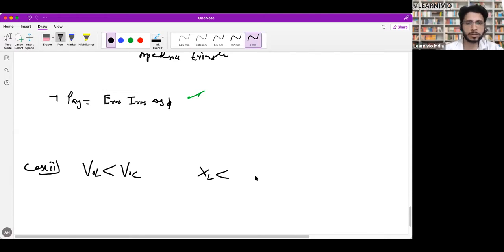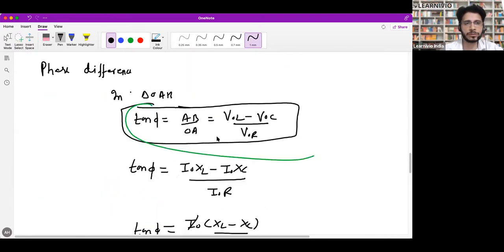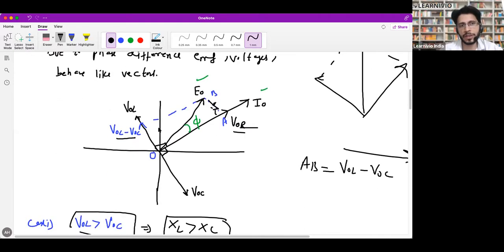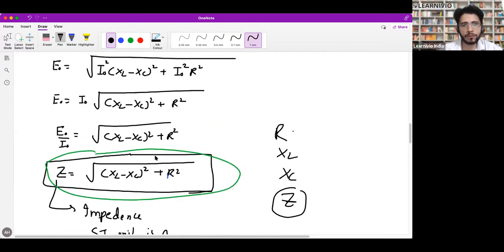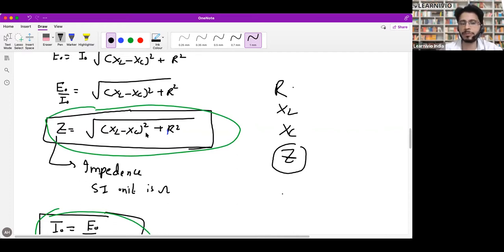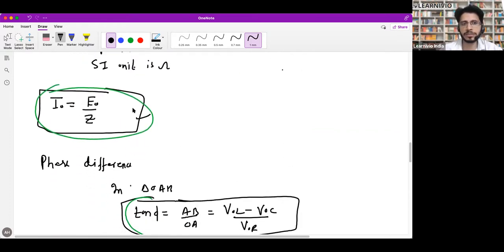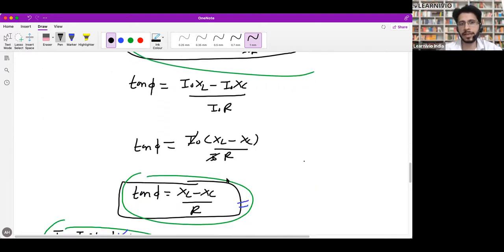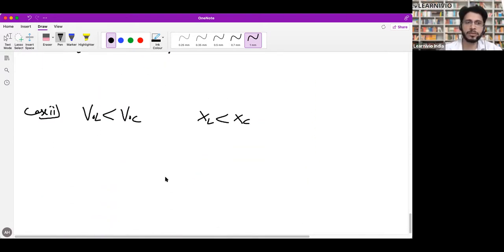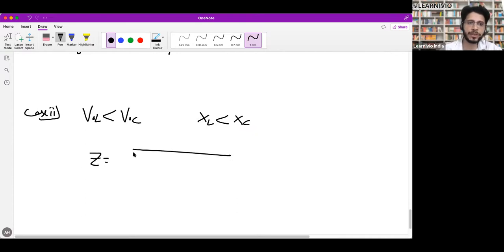Now let's see what would be the difference in the relations. The only difference would be that instead of V naught L minus V naught C, you will write V naught C minus V naught L. So you will have these differences. Instead of XL minus XC, you will have XC minus XL. That's it. The rest will remain the same. So in that case, the expression of impedance will be root over XC minus XL square plus R square. The expression of tan phi will be XC minus XL by R.